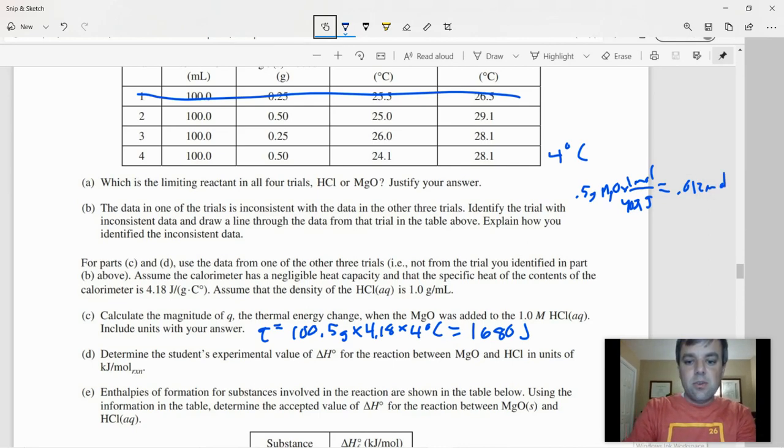So now we take the 1680 divided by 0.012, and we get 140,000 joules per mole, or 140 kilojoules per mole.